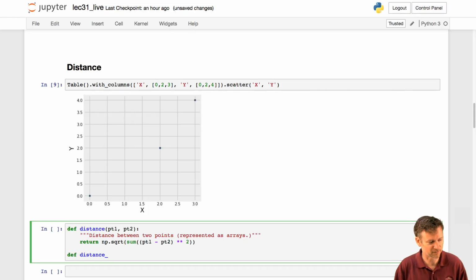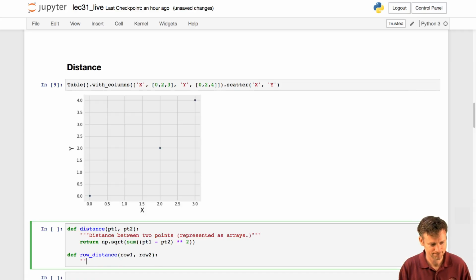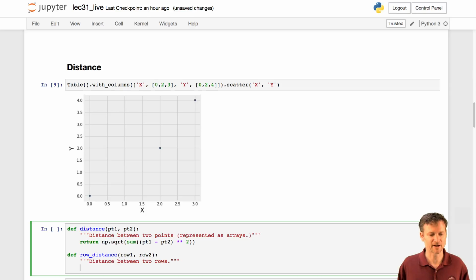So let me write a little helper function to do that for me. And I'll give it a different name. Since now I'm working with rows, I'll call it row distance. So if I have 2 rows, this will compute the distance between those rows. You can probably guess how I'm going to do it. I already know how to compute the distance between 2 arrays, so I'm going to convert these rows to arrays and then use the thing I already know how to do.